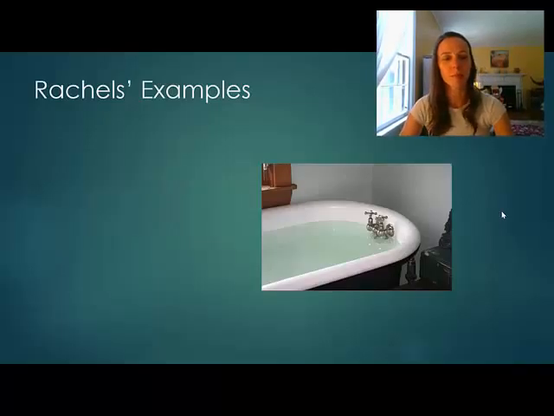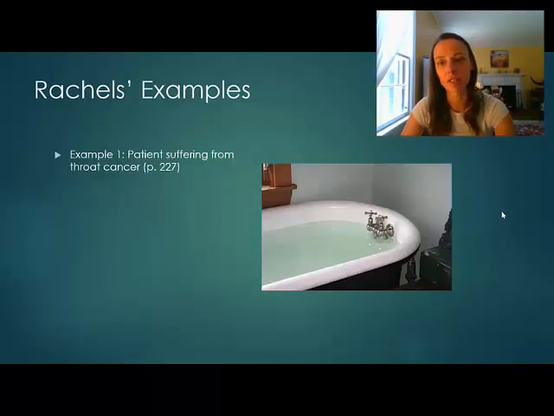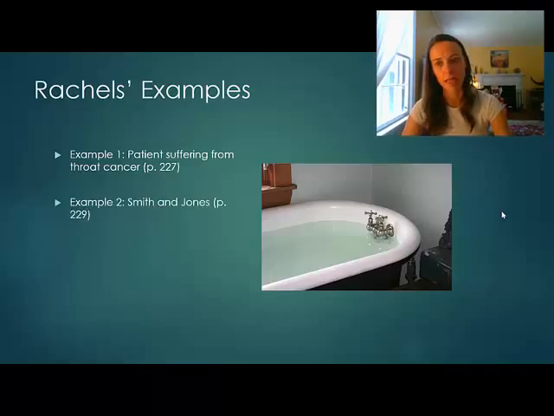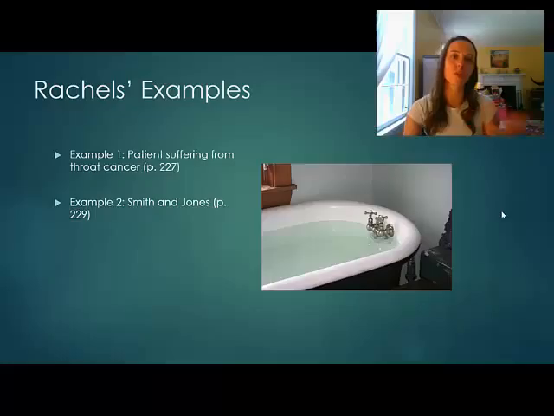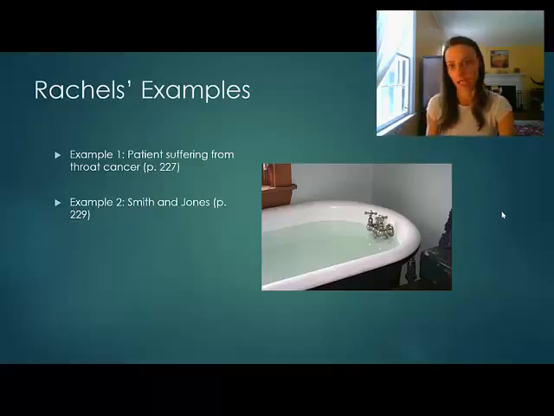His two examples that we see in the textbook are, first, the patient suffering from throat cancer that he gives on page 227, and second, the examples of Smith and Jones that are given on 229. I want you to look at these and think about them and see if you think these are good ways to illustrate Rachels' point that there's no real strong moral distinction between killing and letting die. So, the patient with throat cancer on 227. I'm just going to read you a very brief excerpt to summarize that in case you don't remember. It's a real short case.